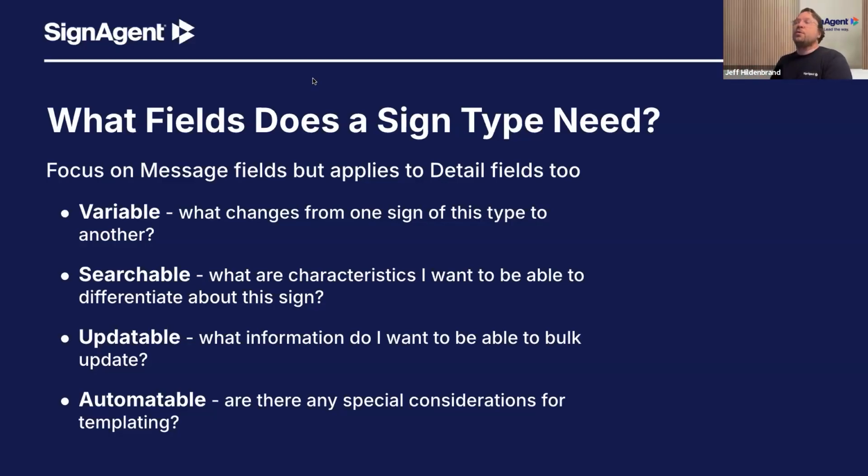Is this going to help you preserve this information 6 months down the road if you have a renovation coming up and this sign's going to be changing to a different type of room? You can preserve that and make that easily changeable. And then again, are there any special considerations that we need to make when we're doing the automatic templating generation?